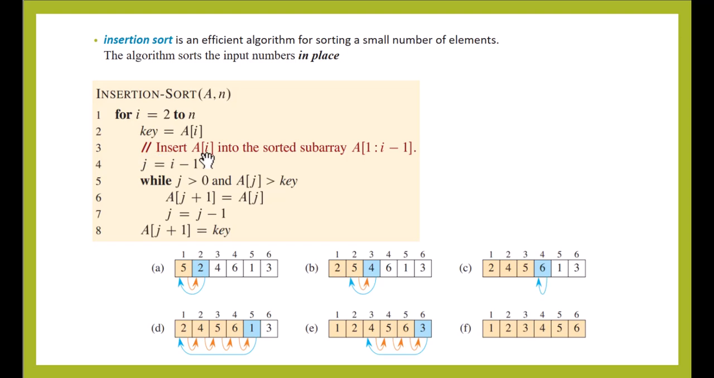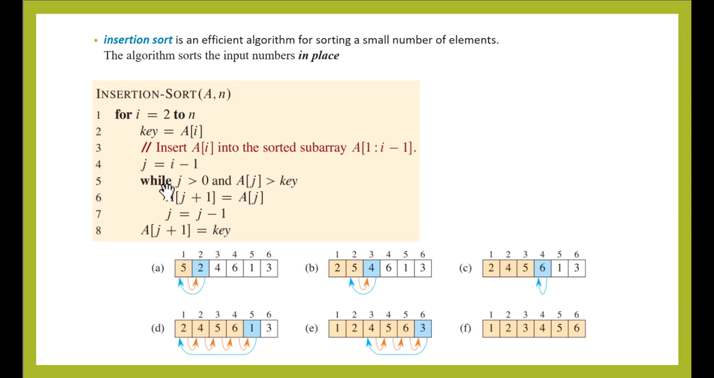It says to insert A[i] into the sorted subarray. If you know induction in mathematics, here let's assume that you have already sorted the array elements from 1 to i minus 1. So now you want to sort one element more, and assume that j is i minus 1. So here, i is equal to 2 and j is equal to 1.